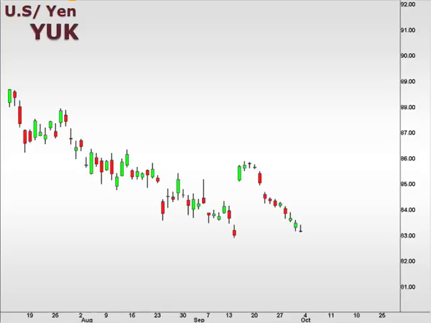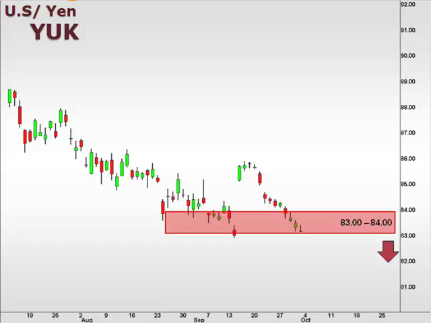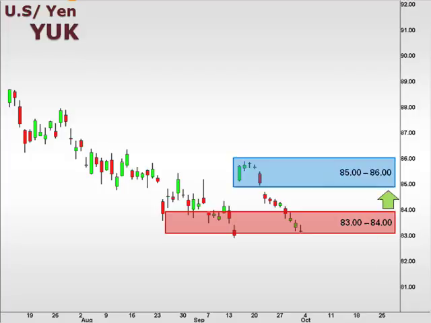Let's take a look now at the YUK, the US versus the Japanese yen. Well, the YUK continues to slide lower, testing the lower range of our 83-84 focal zone. Failure to hold here is likely to signal a continuation of the downtrend that has been in force for quite some time. A break above 84 may lend credibility to a near-term bottom, but is likely to hit resistance at 86.